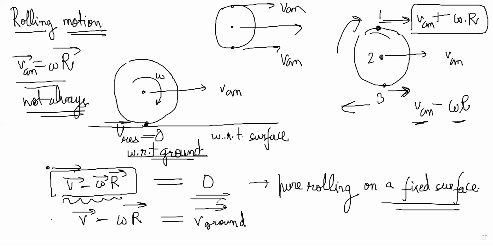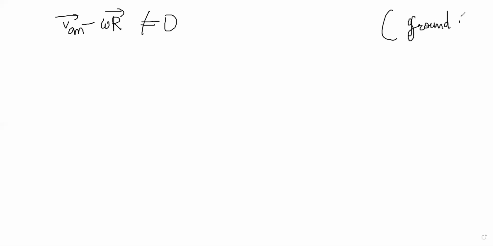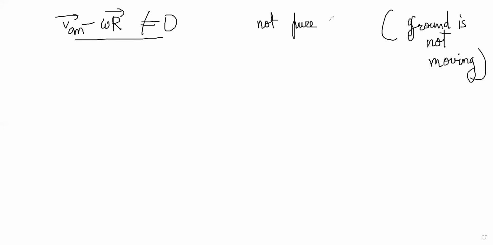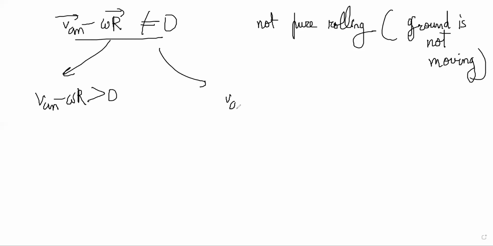So that is not pure rolling. Now, if not pure rolling, then what happens? Suppose VCM minus omega r is not equal to 0, and we are assuming again the ground is not moving. This means it is not pure rolling. If not pure rolling, there are two cases: one, it could be greater than 0, and the other, it could be lesser than 0.